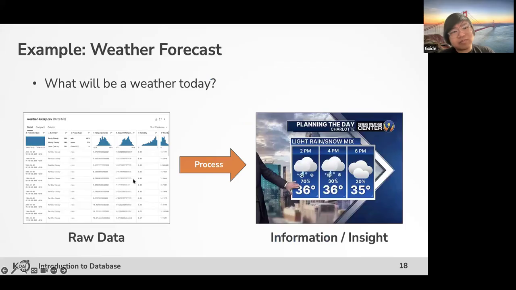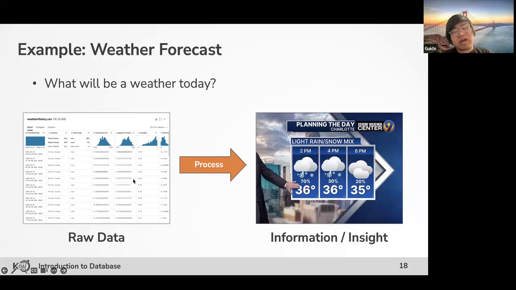Another example, let's say I ask you what the weather will be today. The thing that you're going to do is check your weather application, right? But the basis of those weather applications is raw data. So they gather historical logs of the actual weather. They put a lot of sensors around the world and gather precipitation, humidity, temperature, and the actual weather at that moment. Right?